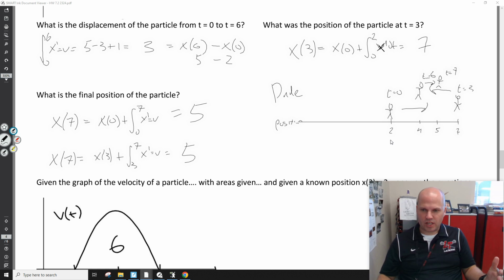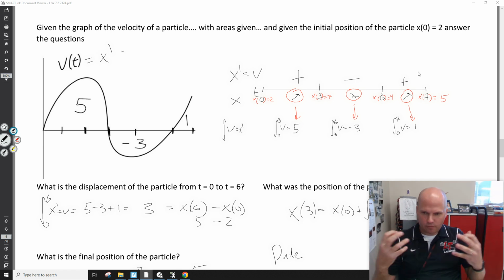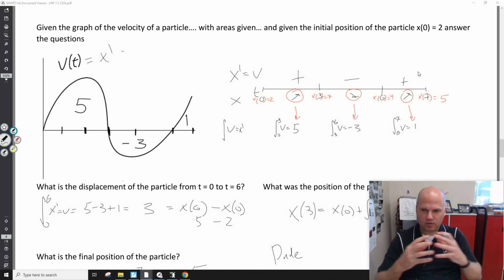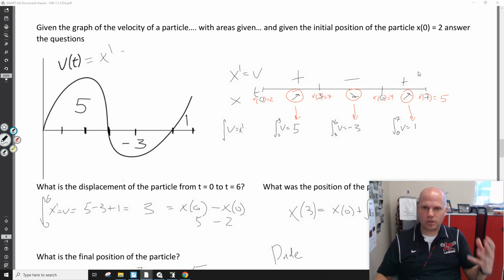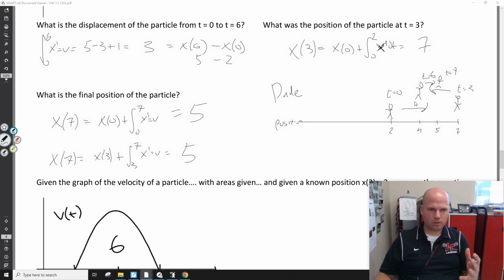That's what we just see. The sign of our derivative tells us if position is increasing or decreasing. The accumulations of our derivative are our velocities times intervals, totals. How much did we move to the right? How much did we move to the left? Okay?